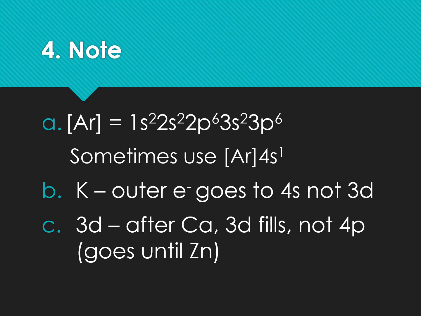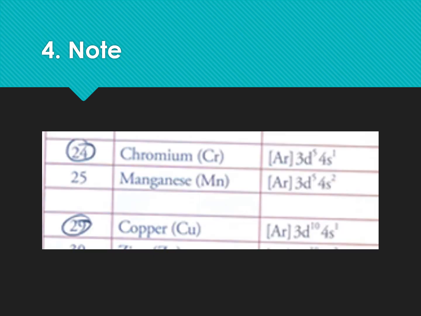Sometimes they use noble gas configuration to show that you don't have to write everything out. In most cases, ACE will require you to write the whole thing out, but argon is used a lot because it fills all the way up to 3p6, and then after argon, you would just have something like 4s1 or 4s2. For potassium, it would be 4s1. Now, once the s is filled, it actually goes to 3d, because 3d is just a little bit lower in energy than the 4p. So you have to remember that aspect.